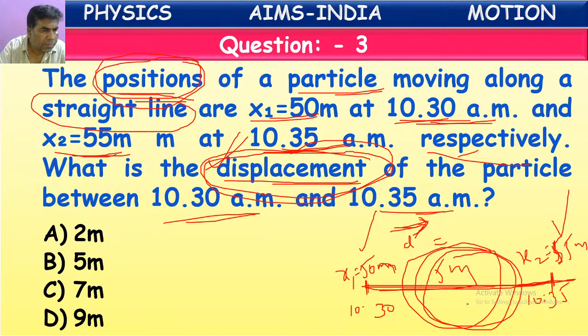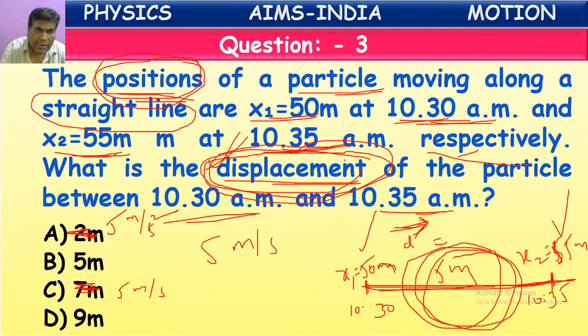So what is the answer, children? 5 meter is the correct answer. Somebody is giving the answer 5 meter per second. Suppose you have another option, 5 meter per second, or another option, 5 meter per second square. They will give options like this to confuse you, because they asked about displacement.